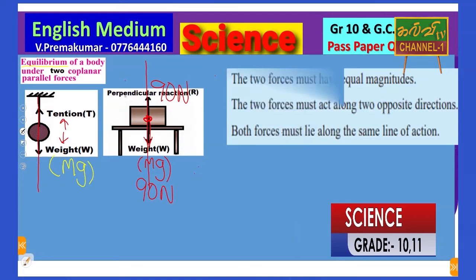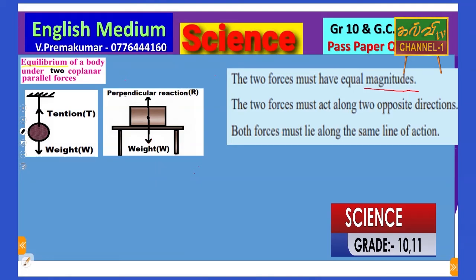Now see, this is from your textbook. The two forces must have equal magnitude. Equal magnitude means equal value. The two forces must act in opposite directions. Yes, both are in opposite directions. Both forces must lie along the same line. Yes, we have found the same line. This is for the two forces under equilibrium, how to balance it, right. These are the two.